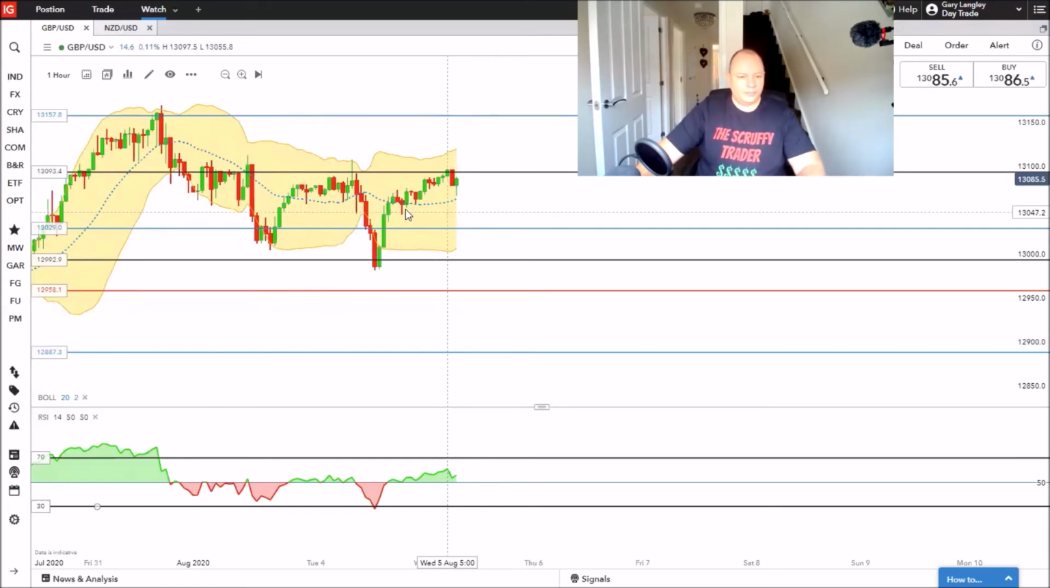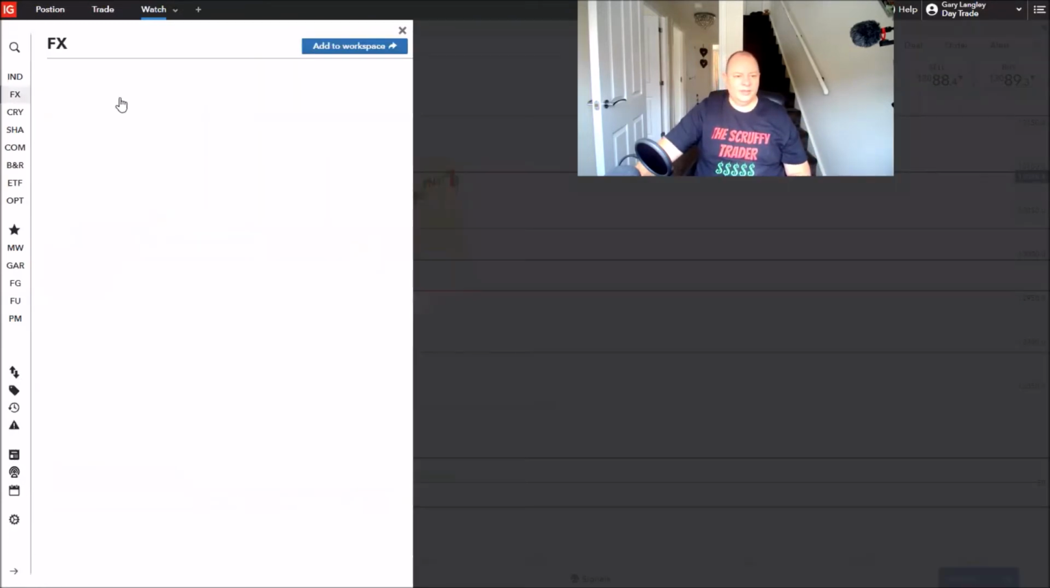Okay, but I want to see it get to the top of this volley first, see if it breaks this. If it breaks this, I want it to break that. Then I'll be looking to enter when it retests and comes back. That's the plan with that one. Let's have a look, see what else we've got.